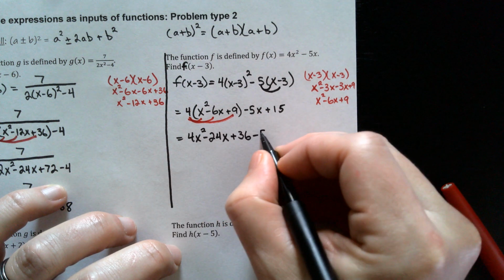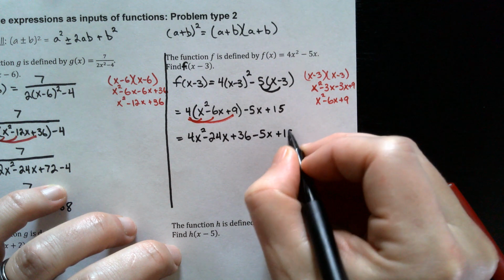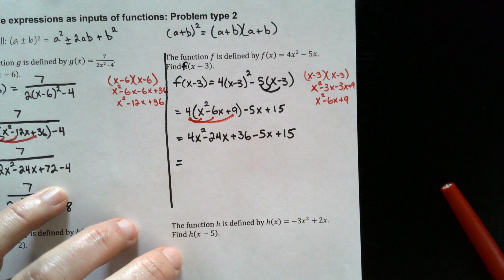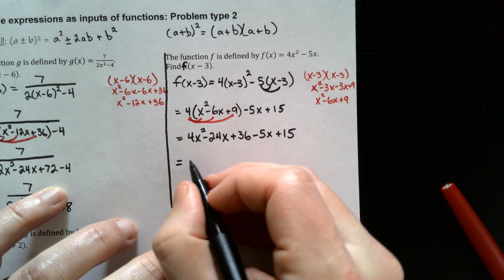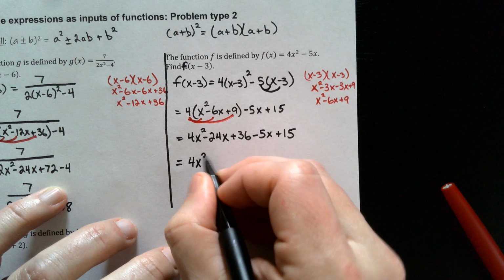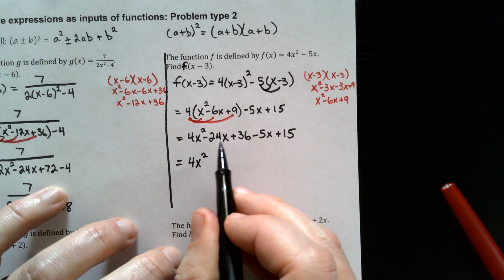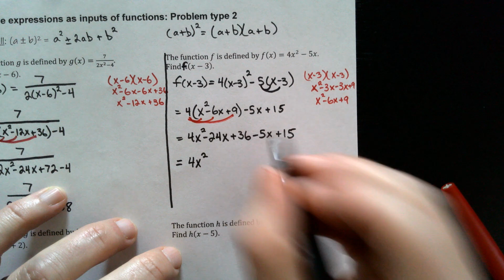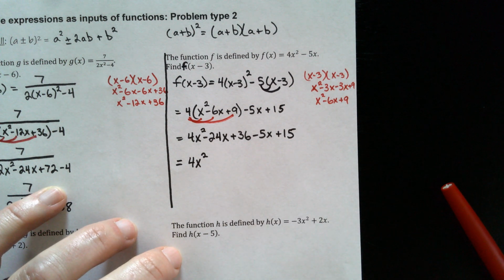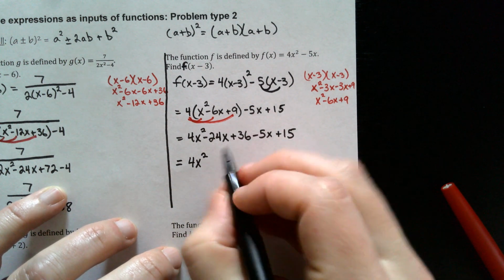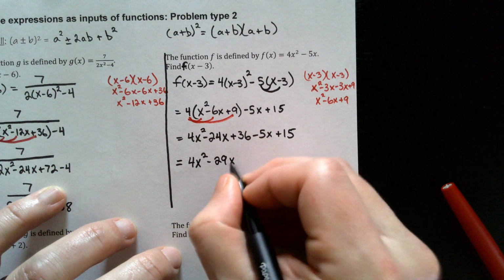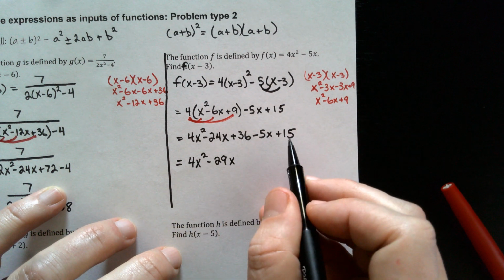And then here's the negative 5x and plus 15. Okay, I want to combine like terms and then I'll be done with this problem. There's no like terms for the x squared term, so I'll just do 4x squared. Let's see, we have a negative 24x here, and we have a negative 5x there. Remember, two negatives, you add them and keep the sign. So that's negative 29x. And then we've got the 36 and the 51.